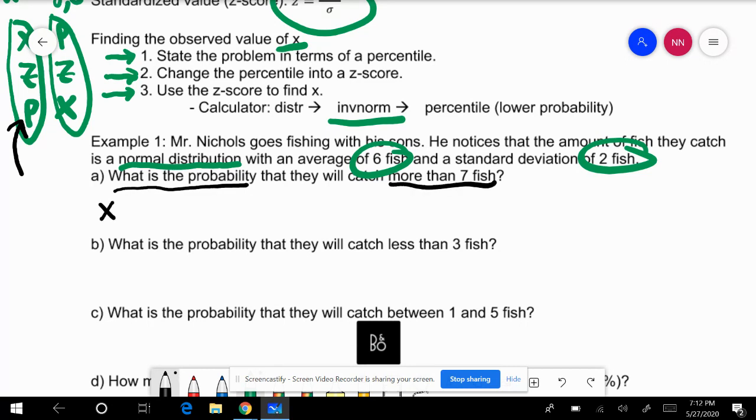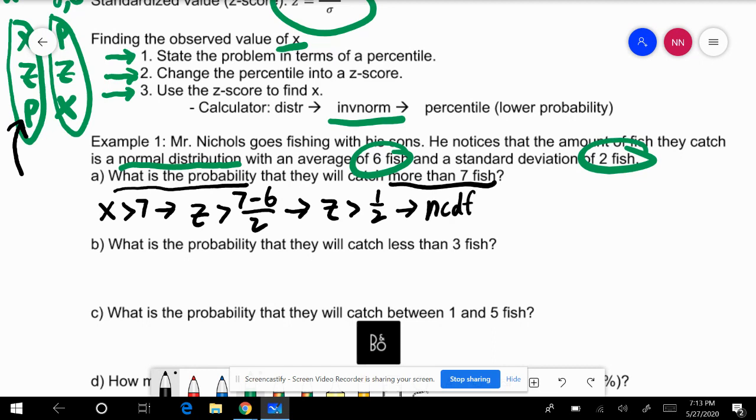So we're given an x value, more than 7. We now convert it into a z value, 7 minus the mean divided by the standard deviation, which of course is 1/2. And then what we do is we use normal CDF. And remember, our least value is 1/2. Our greatest value is a large number. I'm picking 100. And when I put it in the calculator, I get a probability or an area of 0.309.